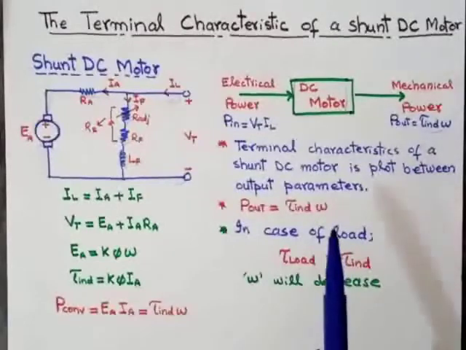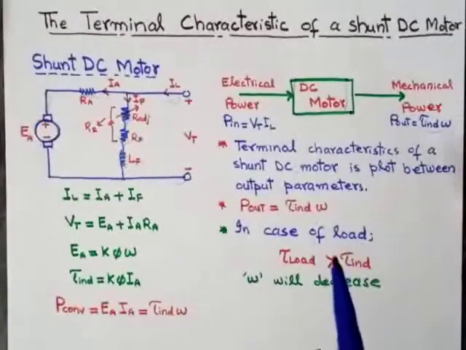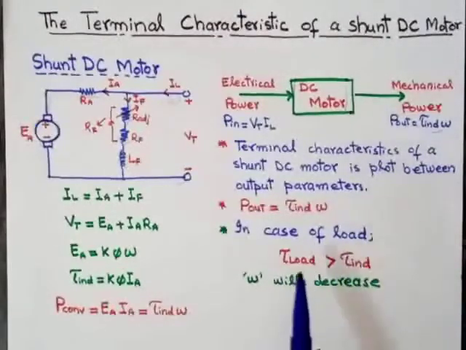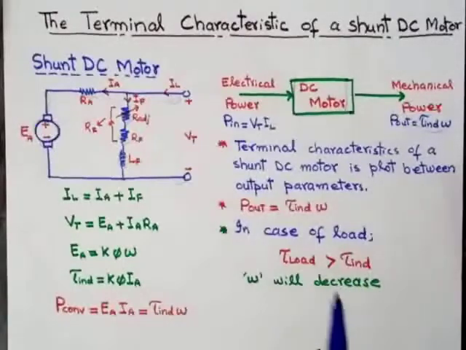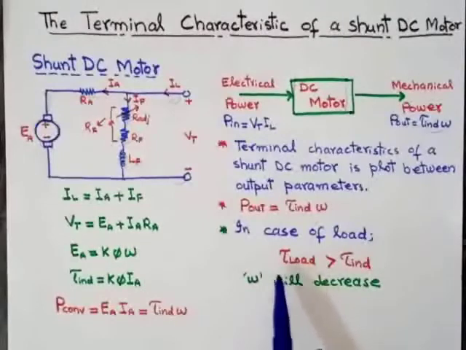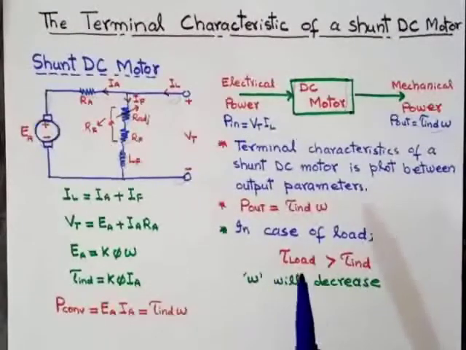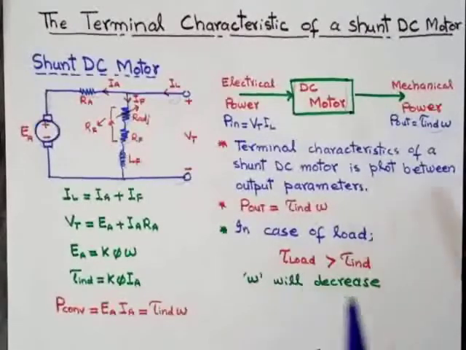As we have already discussed, when we load the DC motor, the torque load will increase as compared to the torque induced. When we connect the load across the DC motor, the torque due to load is tau load, and the torque generated in the DC machine is tau induced. The torque load will be more than the torque induced. Due to this, the speed of the DC motor will start to decrease. That is, omega will start to decrease when we connect the load across the DC shunt motor.